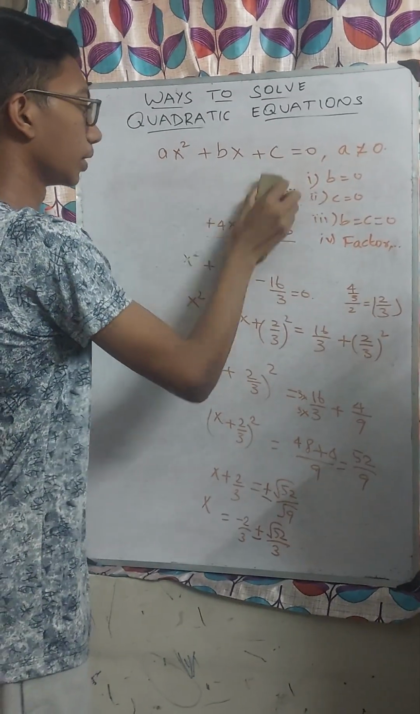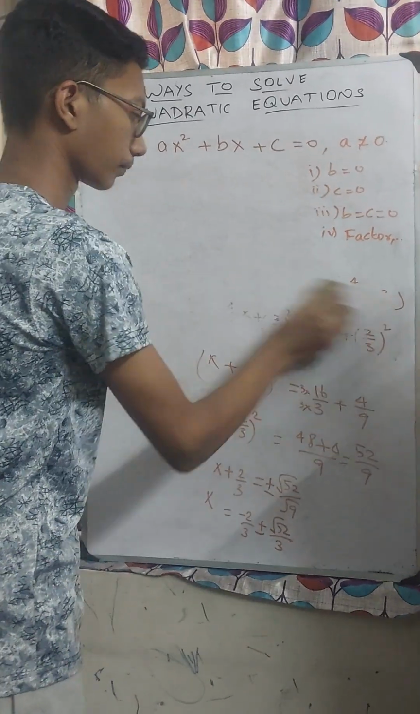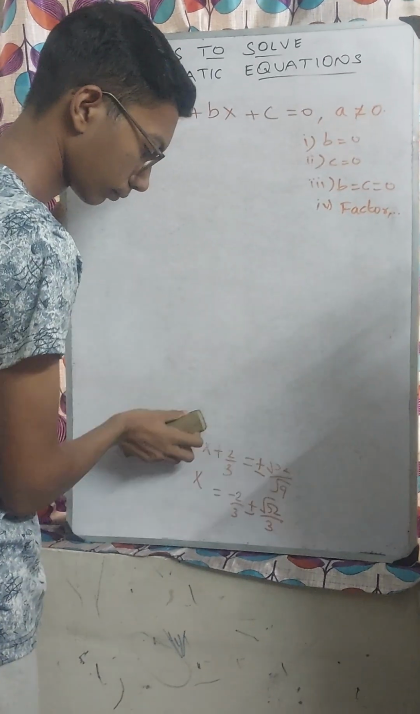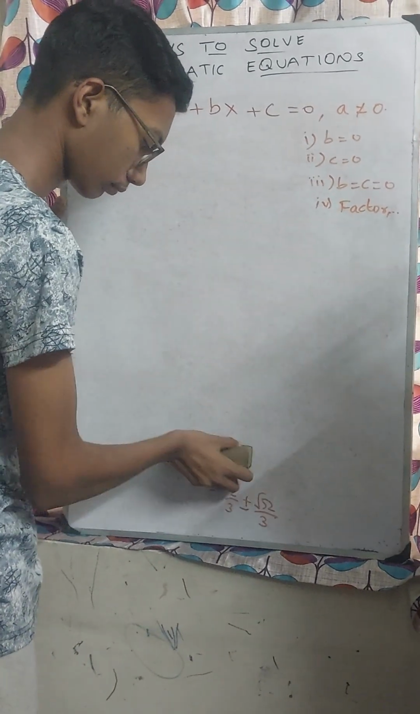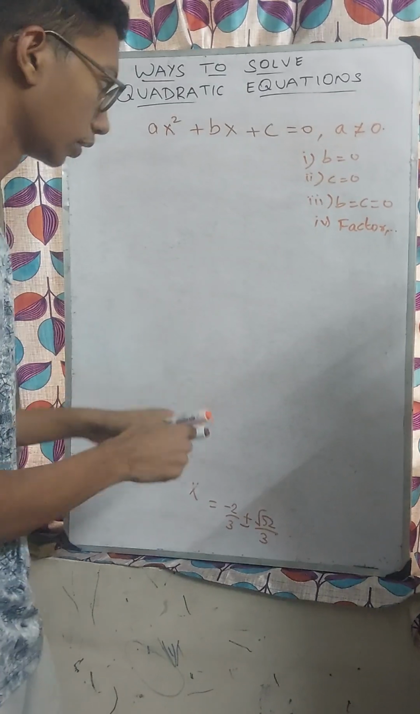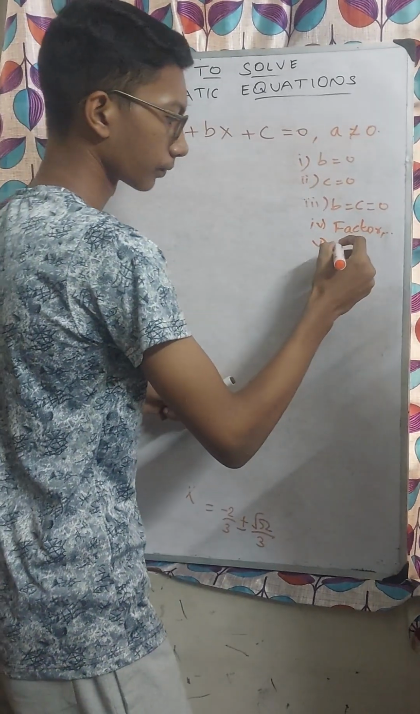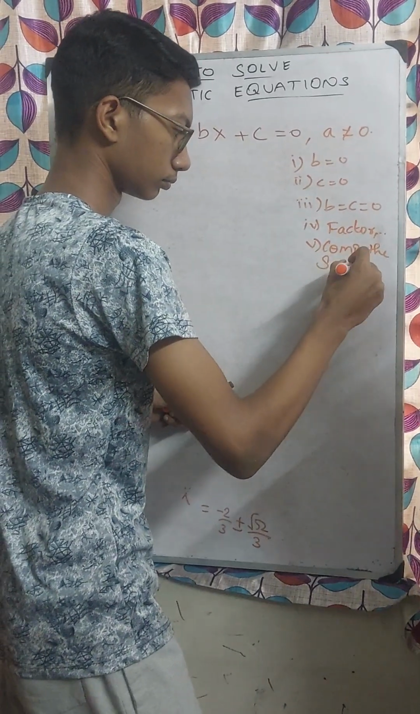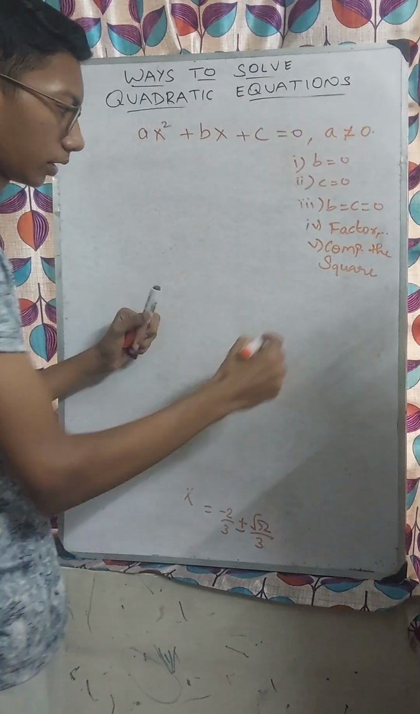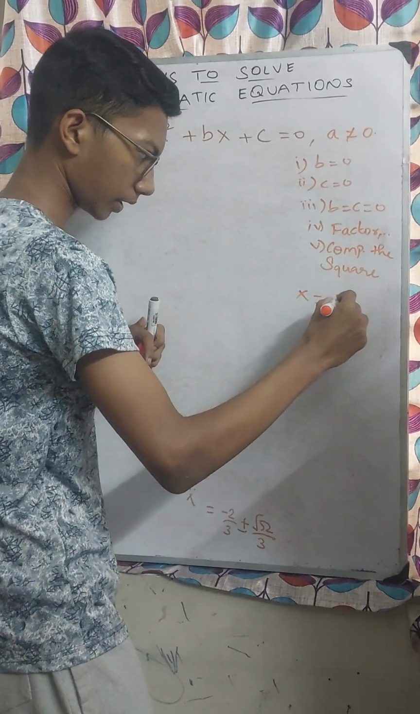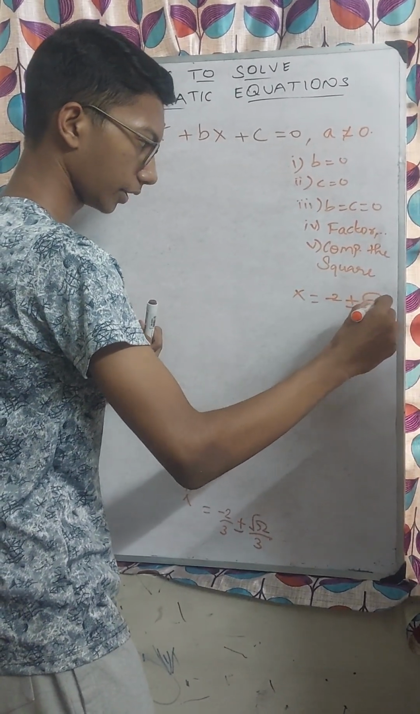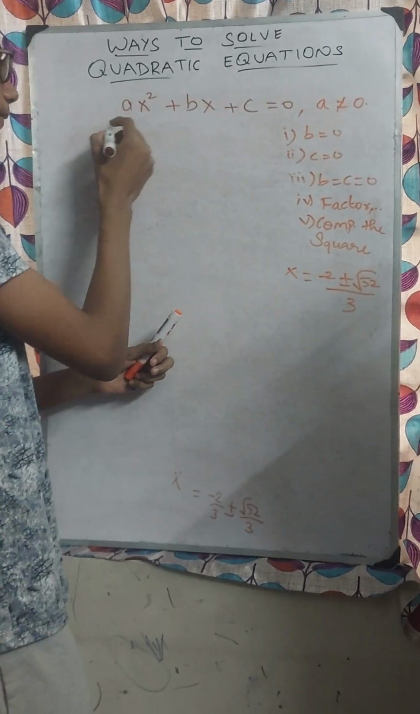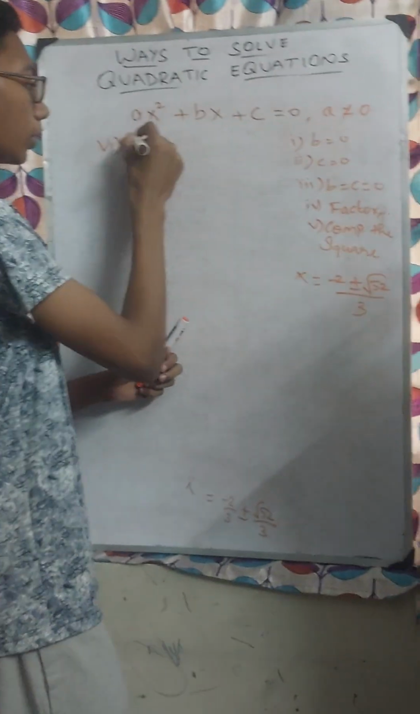Now let's get to the next method. So the fifth method was the completing the square method. The answer we got is x = -2/3 plus or minus √52/3. Now let's take the same question for another method. The sixth method is the formula method.